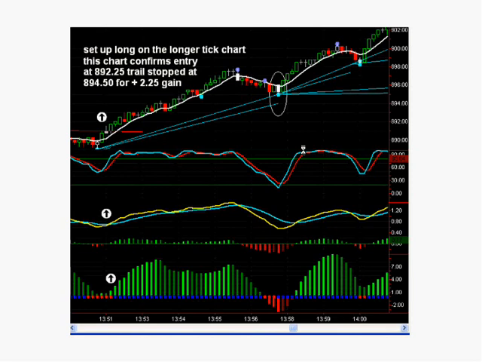So I took this long at approximately 1:52 in the afternoon, and I got in at 892.25, and I trail stopped, and I was out for a gain of 2.25. You can see where the white circle is right here. That's where I got trail stopped out. So that was how I chose to trail my stop. If you have a different method of trailing your stop, then obviously you could have got a better gain, but that's not my style. This is my style. So it works for me.